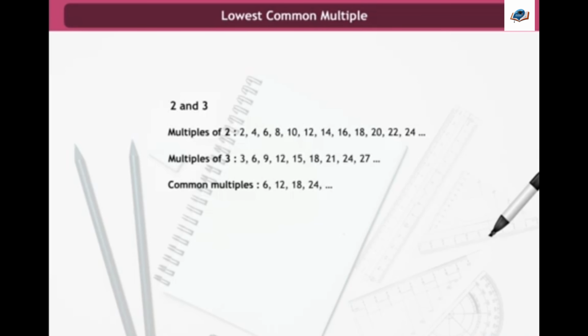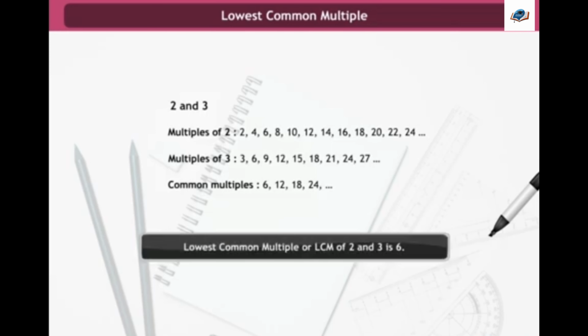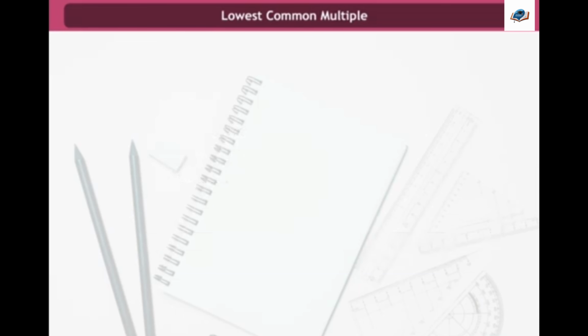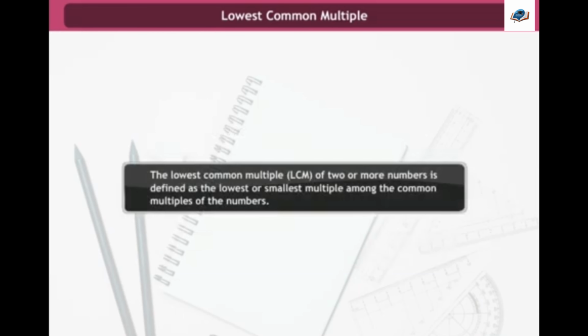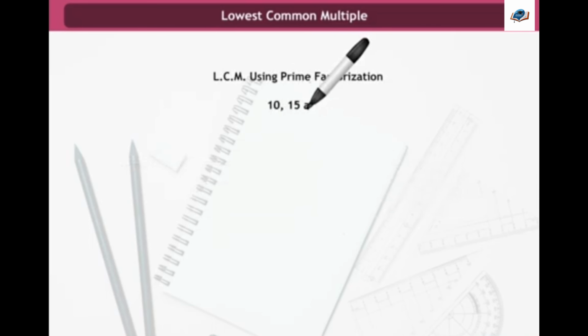Which is the lowest multiple among these? It is 6. So 6 is the common multiple of 2 and 3 and also the least one. So we say the lowest common multiple, or LCM, of 2 and 3 is 6. The lowest common multiple, or simply LCM, of two or more numbers is defined as the lowest or smallest multiple among the common multiples of the numbers.